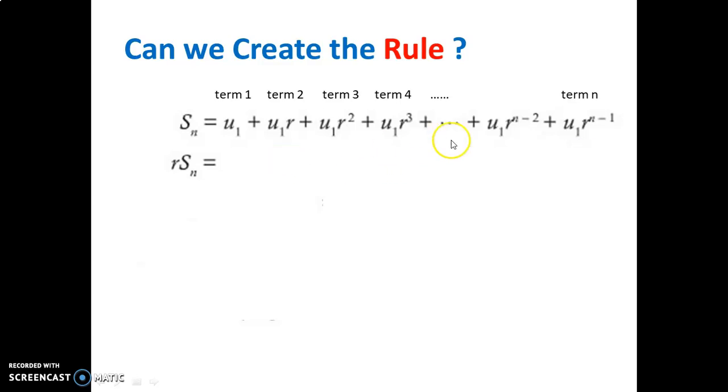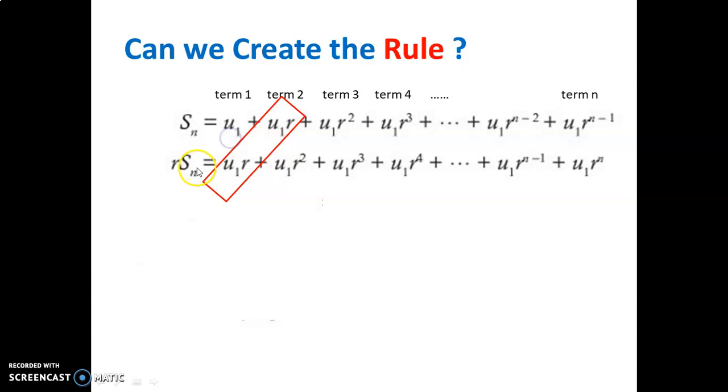Now, we could say that we're going to multiply this side by r, so therefore we'll multiply all these by r as well. So look, I took all those, and each piece has been multiplied by r. And now we have this system of equations. We can subtract one from the other. Notice that these two here are identical, and these two are identical, and all the way to the end, these two are identical also.